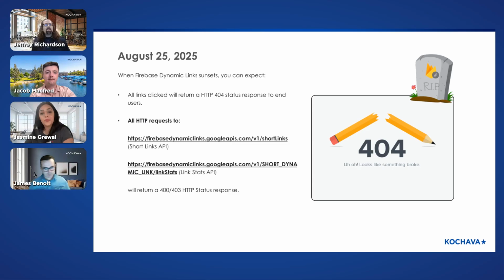In addition, any API, the short links API and the link stats API, will return error codes as well. So I mean, everything will stop functioning on August 25th. Anybody who's still on it has to migrate before that date.